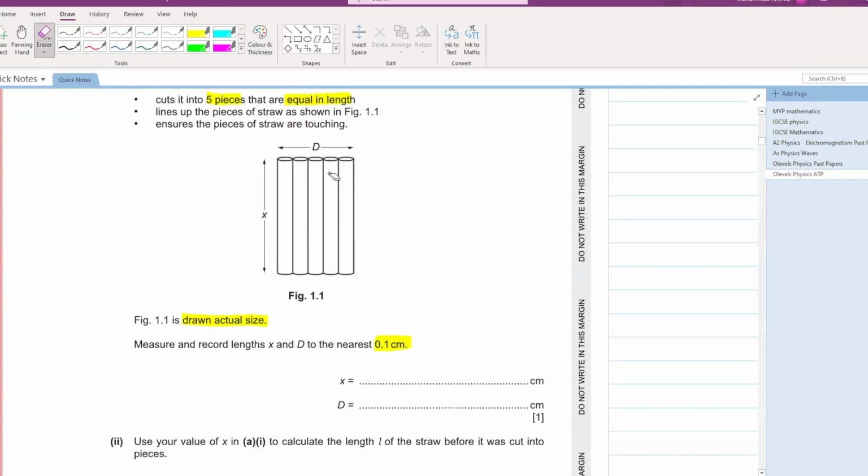Obviously, this is a digital format. I don't have a meter rule that I can put on the screen, so I have already measured it on a physical paper. Your x should come out to be 4.3 centimeters and your d should come out to be 2.8 centimeters. You guys can also print it out and measure it.